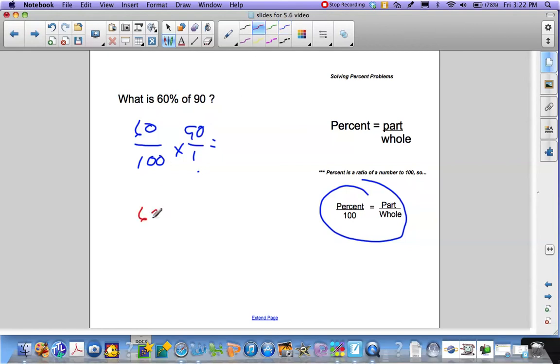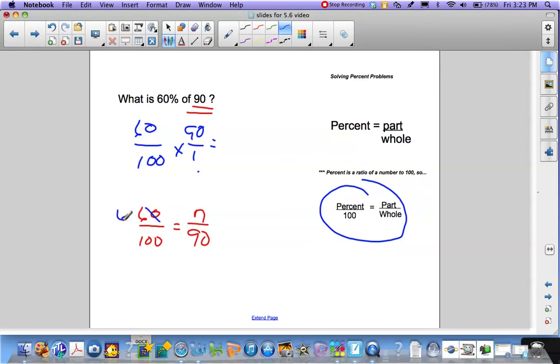60% is 60 over 100. Now in this one, what number is 60% of 90? What number is a part of 90? So 90 in this one is the whole. We're looking for a part of 90, so this time the variable is going to be up here. But I'm going to solve the same way, using my knowledge of equivalent ratios.